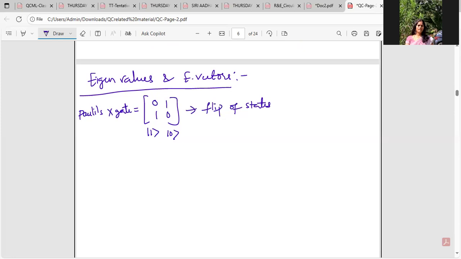Then how do I find the eigenvalues and eigenvectors for the Pauli X gate? Let it be X, guys. Of course, I'll give it some notation like U, guys. U or U naught. U naught is the notation. Again, why U naught? I'll talk about all those things in the coming videos. But here, let me talk about how to find the eigenvalues and eigenvectors.